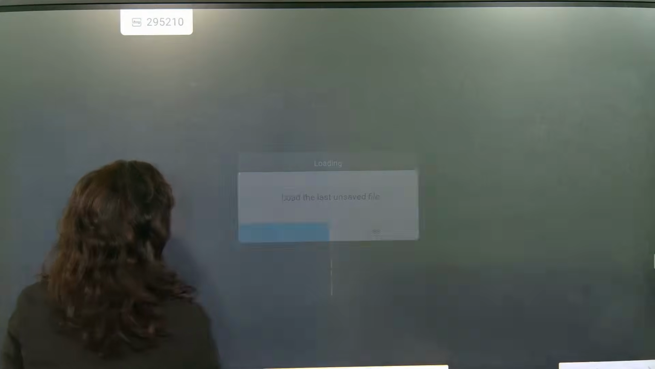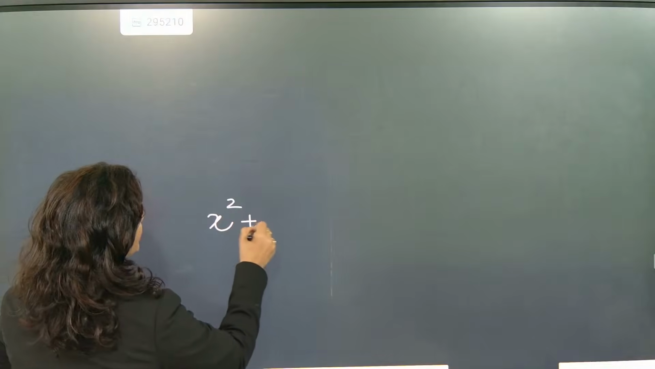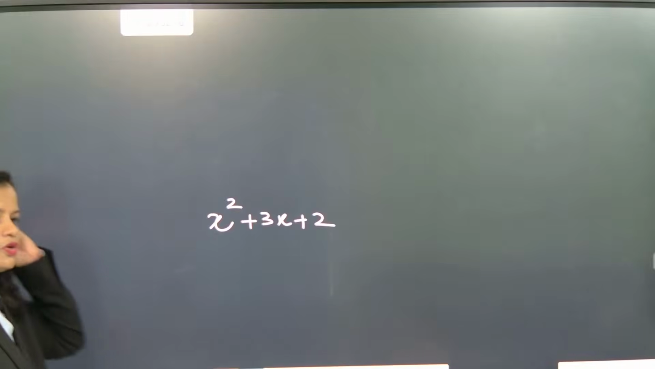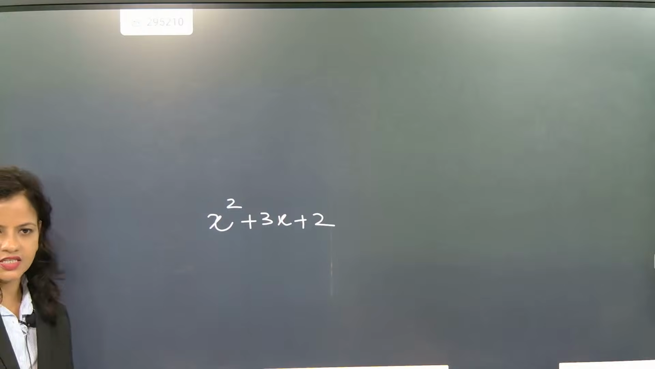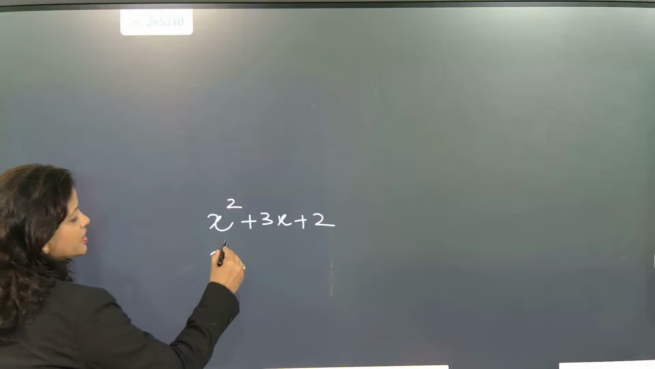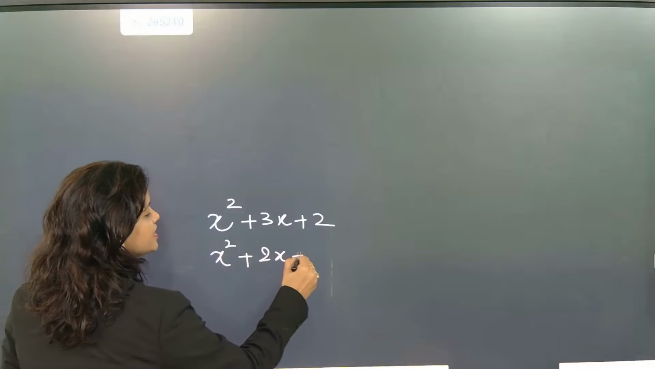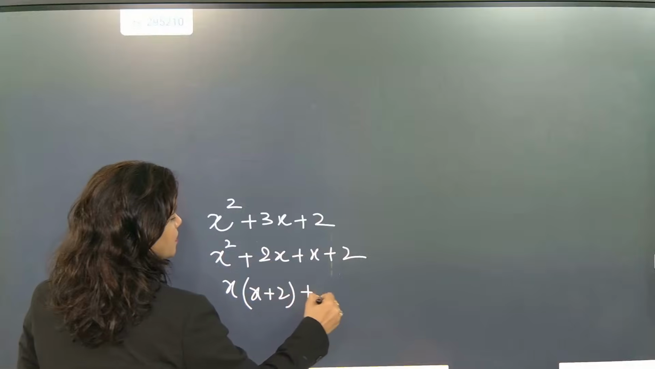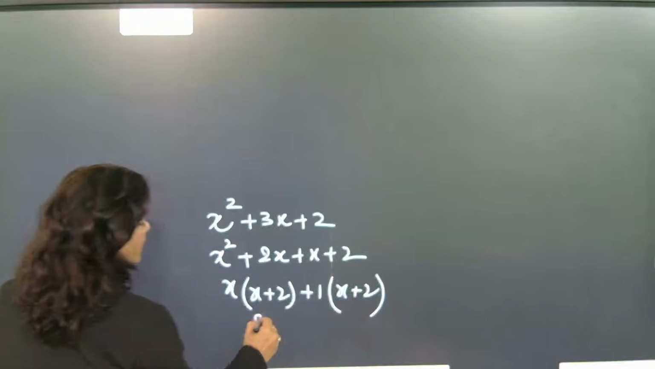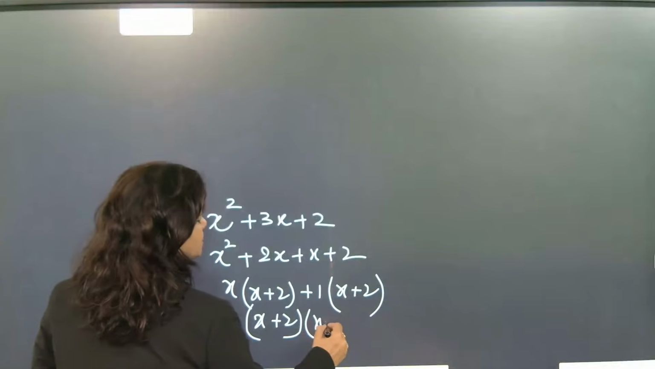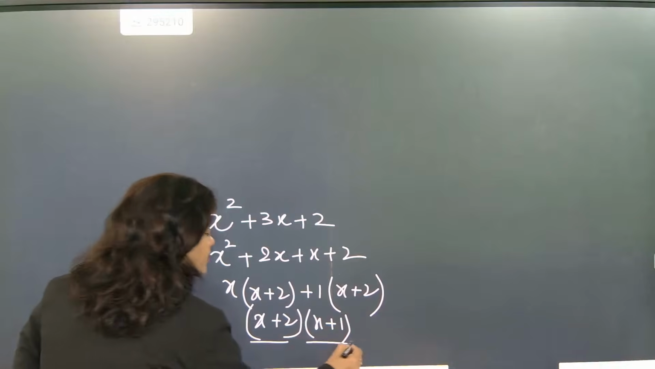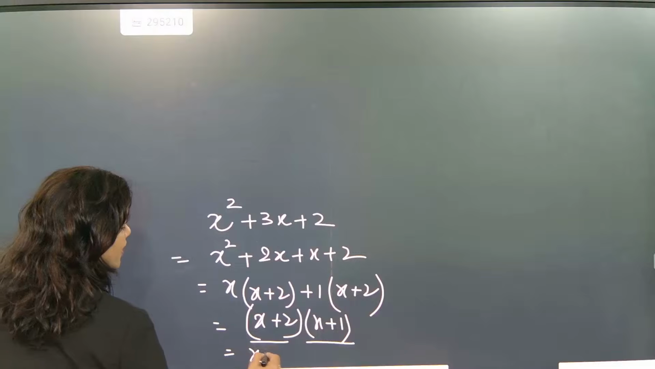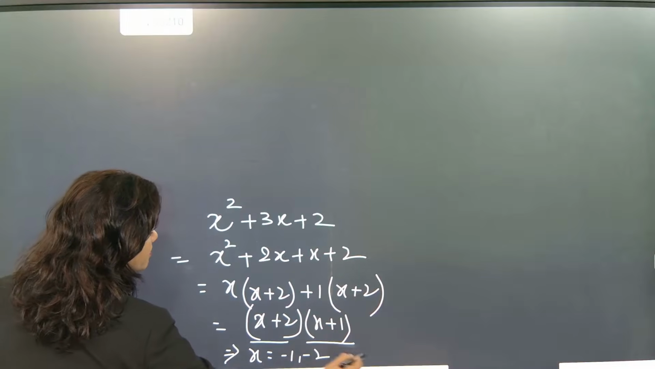We don't know anything. We are starting from the grassroots level. So one question is given to you: x square plus 3x plus 2. Understood? Now what are the zeros of this? First we will factorize it. Factorization is x square plus 2x plus x plus 2. Now x common, plus 1 common. So here x plus 1 and x plus 2. The moment you make this equal to 0, x value is coming as minus 1 and minus 2.